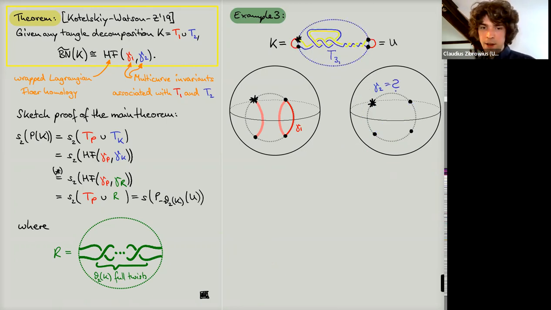Let's look at a third example. So there's this companion tangle from earlier. Is this companion tangle here, double trefoil knot. And now I can ask myself, okay, what are the restrictions? What does this invariant look like?